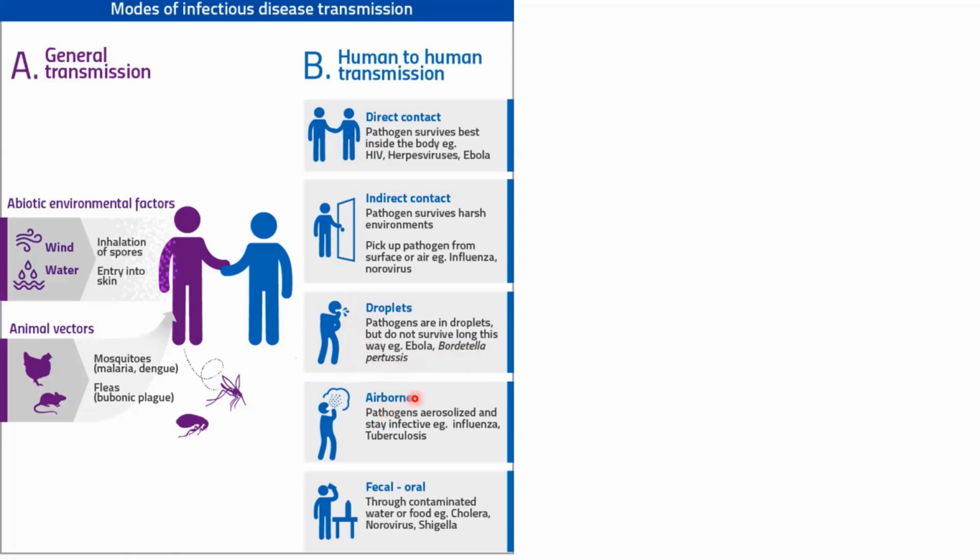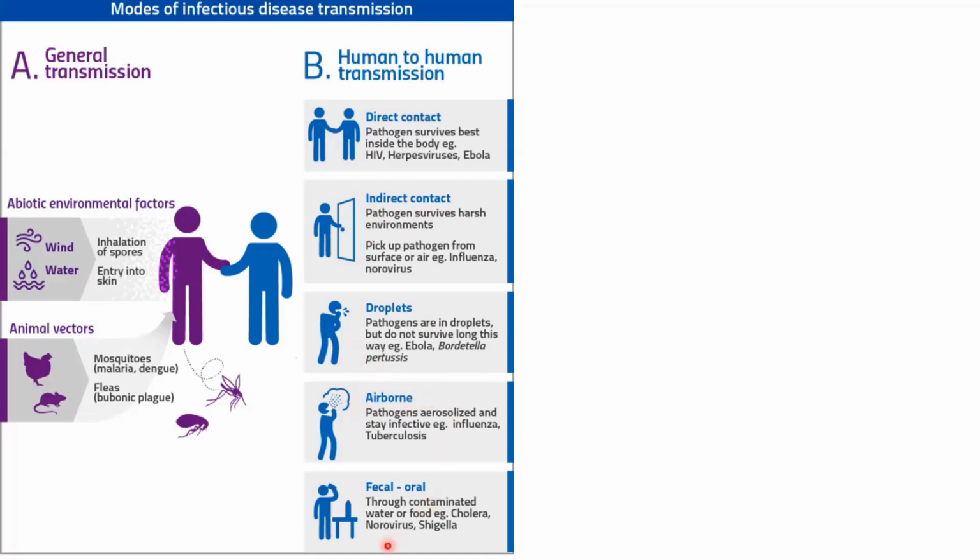Then there is the airborne mode of transmission. Again, when you talk, sneeze or cough, pathogens are going to be in the air, right? These kinds of pathogens can survive in the air. So pathogens aerosolize and stay infective. They stay alive in the air, and from that air they infect other individuals, right? In indirect contact, the pathogens can stay alive on non-living objects, but in airborne cases, the pathogens can also survive in the air.